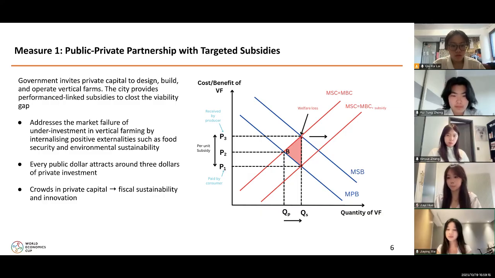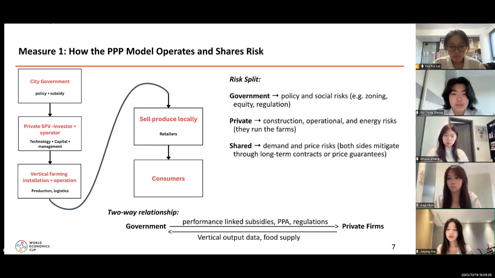By leveraging private capital, every public dollar spent attracts around $3 of private investment, improving fiscal sustainability while driving innovation and long-term productivity. This slide shows how the public-private partnership works in practice. The city government provides oversight, regulation, and subsidies, while the private SPV brings in capital, technology, and management to operate farms and supply local markets.